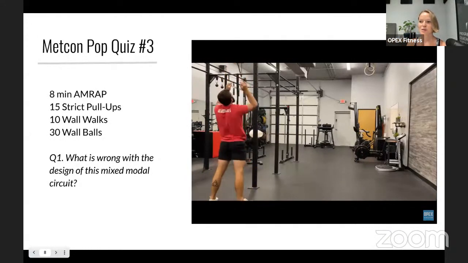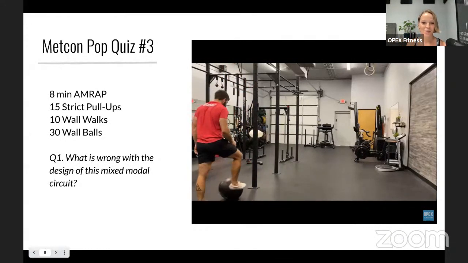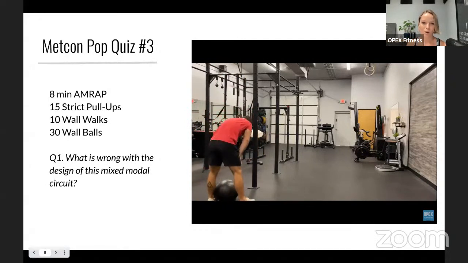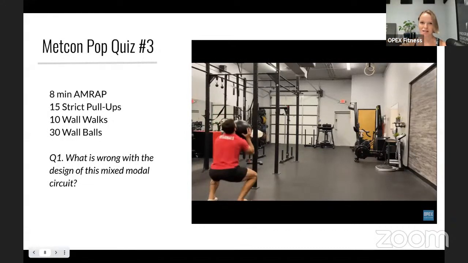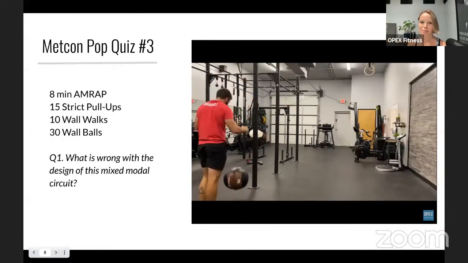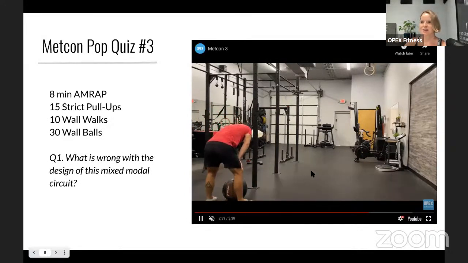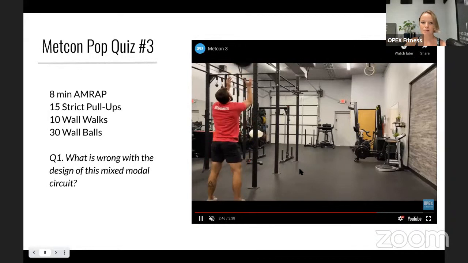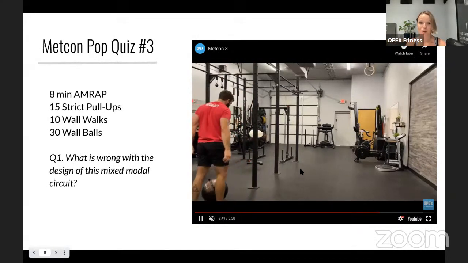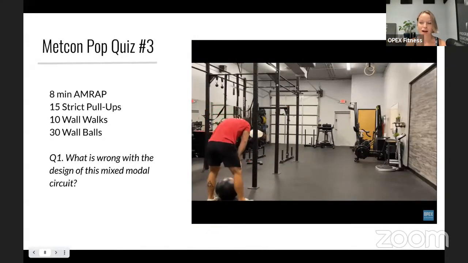So I do see some answers coming in on the chat box to what might be wrong with the design of this mixed modal circuit. Just to give a little more information here as well, it's an 8-minute AMRAP and it took him about 6 minutes to get through this list of exercises. I'm seeing a lot about too many reps, all upper body may be appropriate for the right person, depending on what they've built up prior. But yeah, a lot of muscle endurance, like Brandon just said.